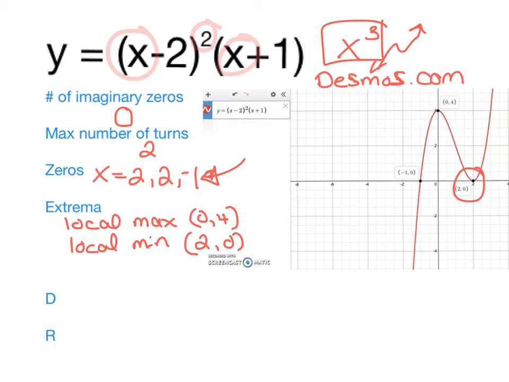The domain and range, so how far left versus how far right. Well, this graph goes forever left and forever right, so it's going to be all real numbers. And the range, forever down and forever up, so all real numbers for this one.